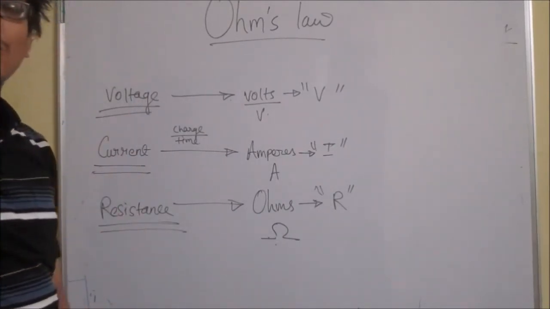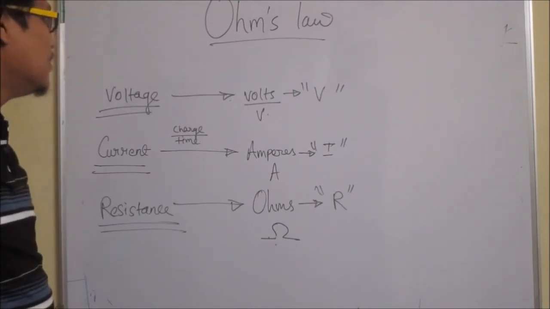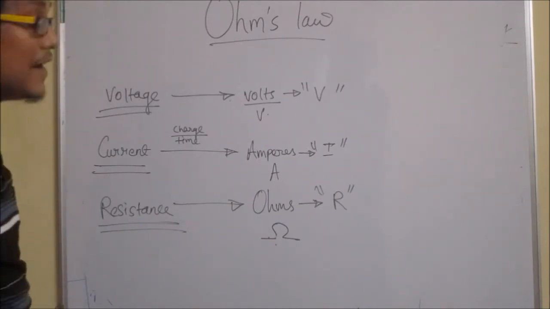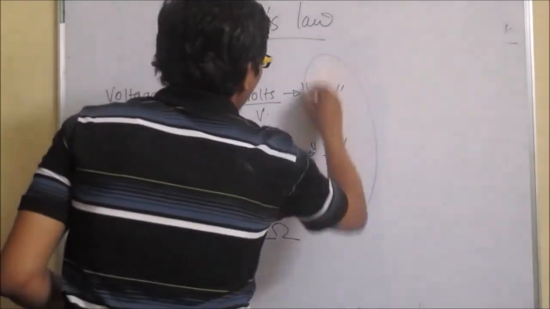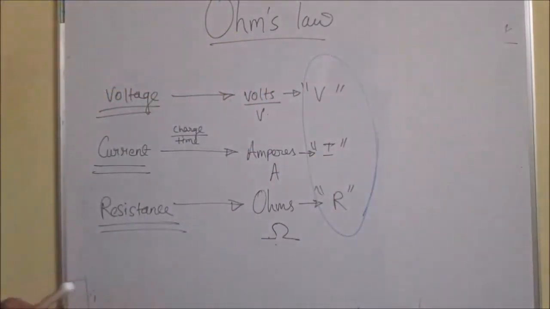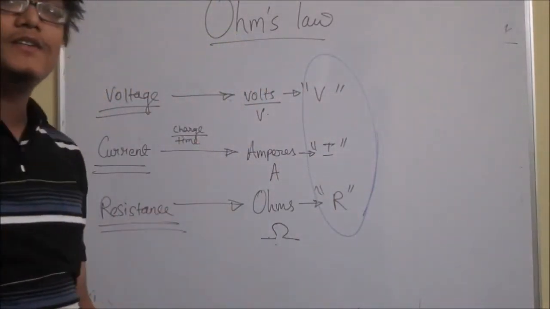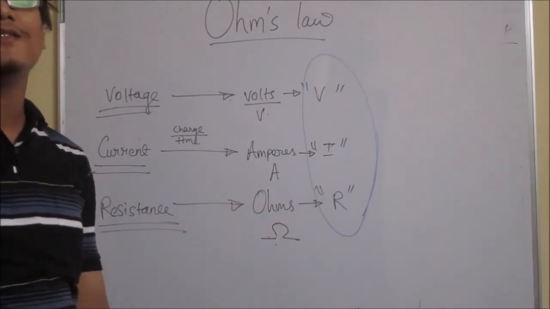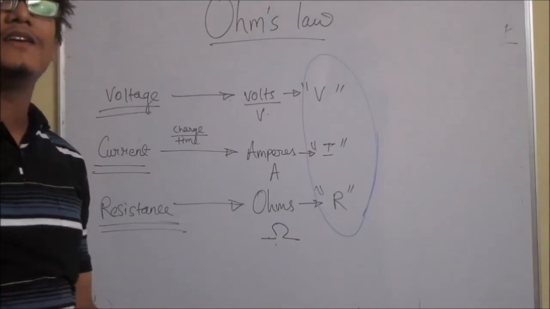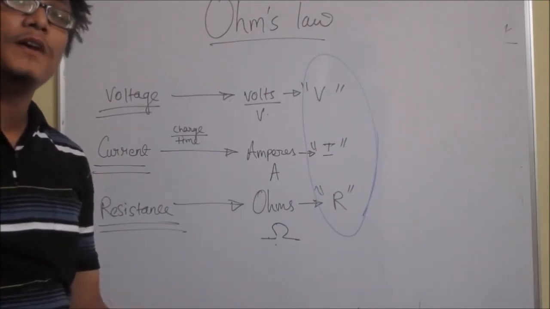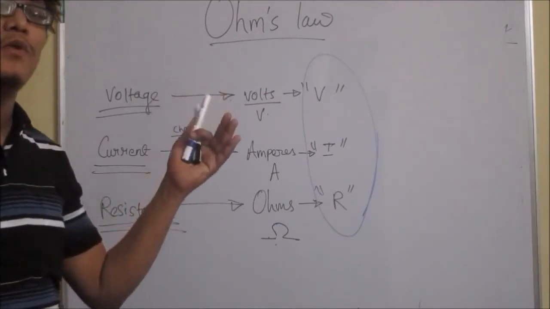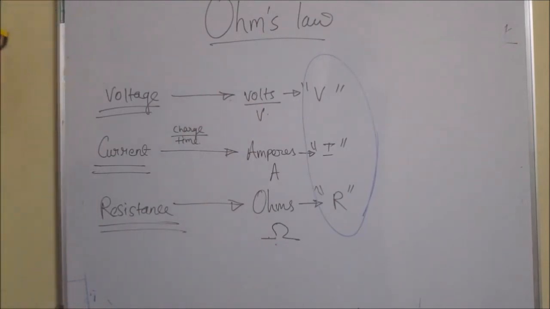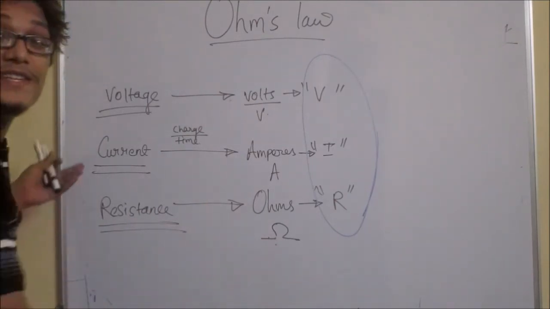What is Ohm's law? Actually, Ohm's law tells the relation between V, I and R. Between these three friends, it tells the relation. What is their relation? Either they are brothers, sisters, father, mother, or son, or anything. What is the relation between them? It's specified by Ohm's law. Now let's see.